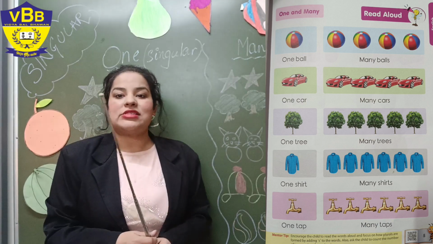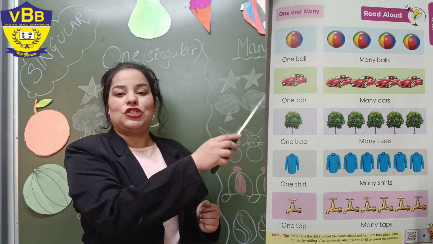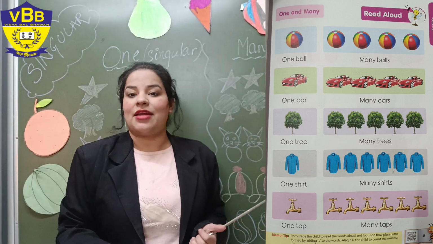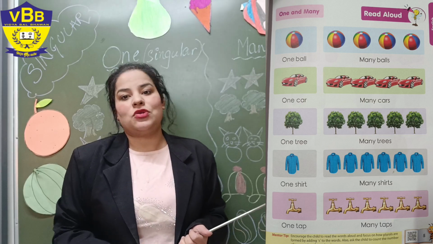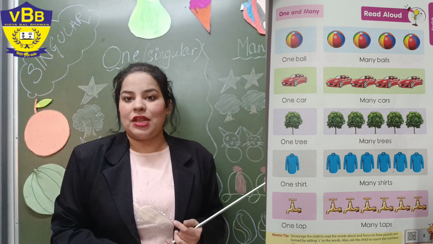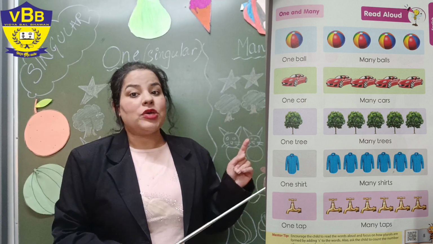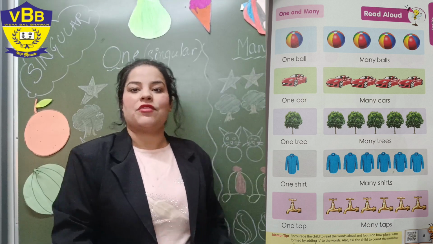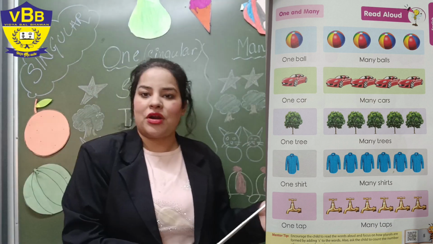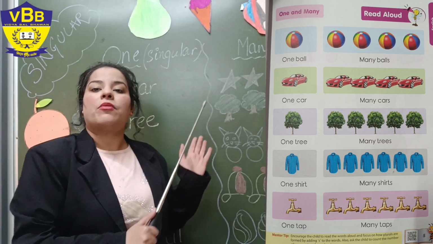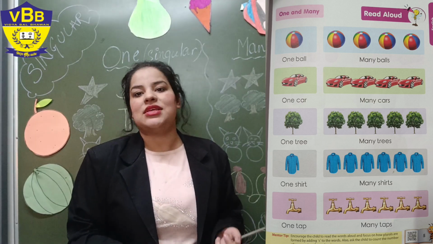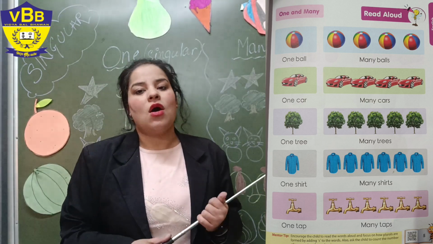And how many balls are there on the other side? Let's count. 1, 2, 3, 4. So these are 4 balls, more than one ball. So we can say these are many balls. Why do we use S at the end of the word? Because when we change it from singular to plural, or from one to many, we generally use S at the end of the word.